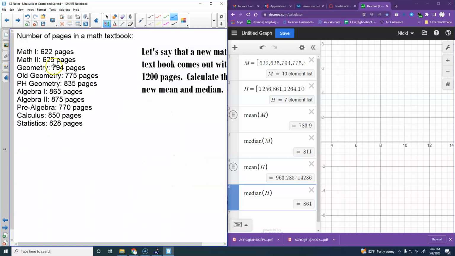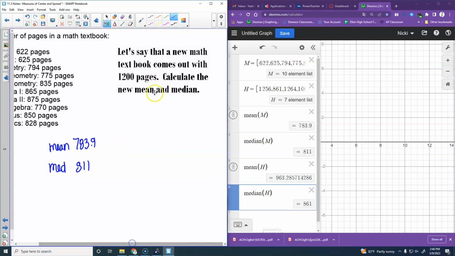All right, so our mean was 783.9, and our median was 811. I want to know what's going to happen if there's a new book we add to the list with 1,200 pages. So if I go over here to my math data and add one with 1,200 pages, my mean is going to change to 821.72 repeating. My median is going to be 828.